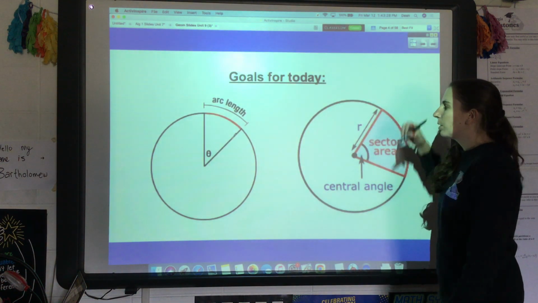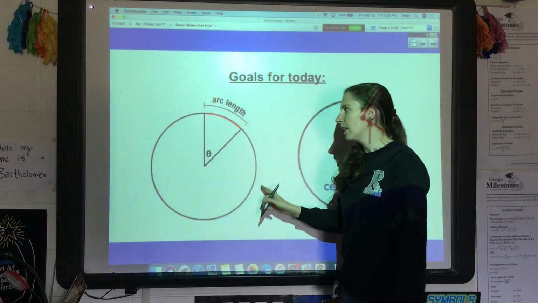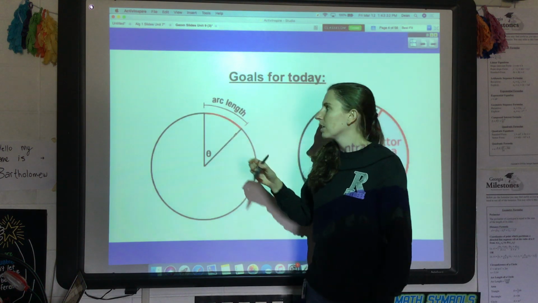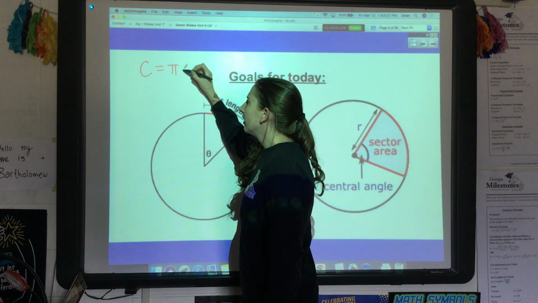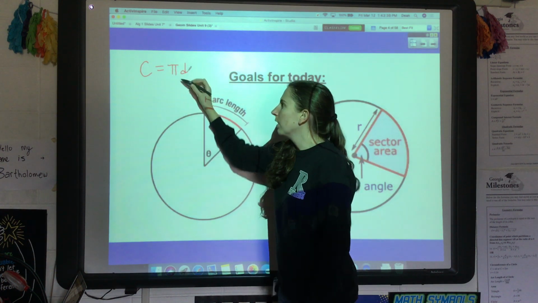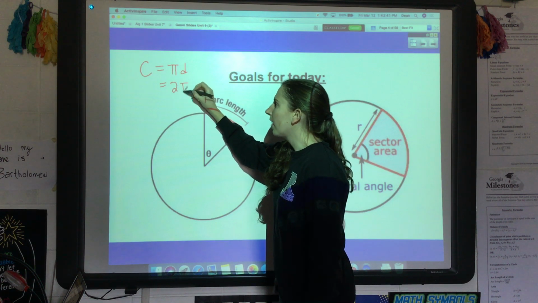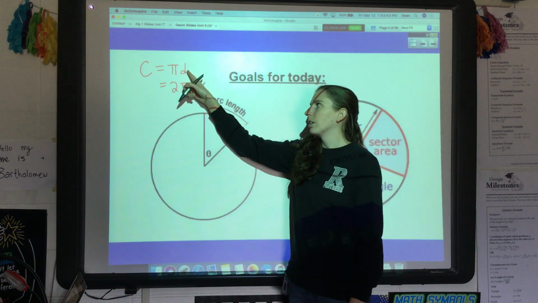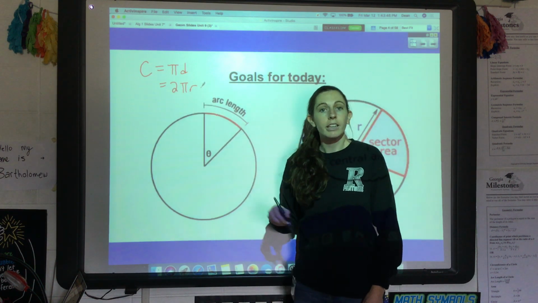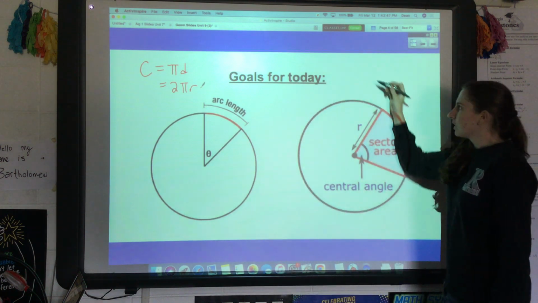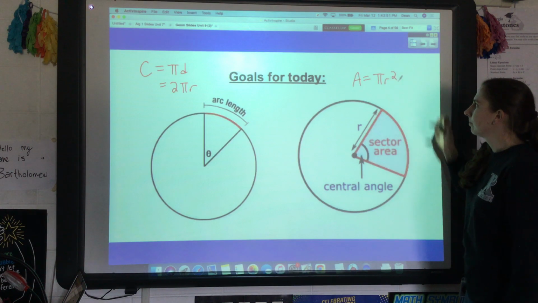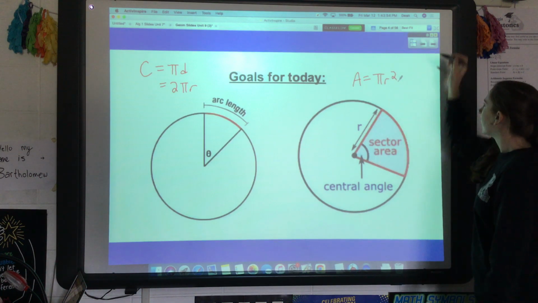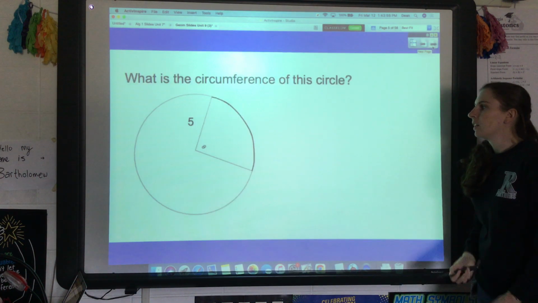So we probably should refresh real quick on how you find the circumference of a circle. The circumference of a circle is just pi times the diameter, or sometimes you hear this called 2 pi r, because the diameter is just twice the radius. Either way, the area of a circle is pi r squared. So keep those in mind as we go throughout this lesson.